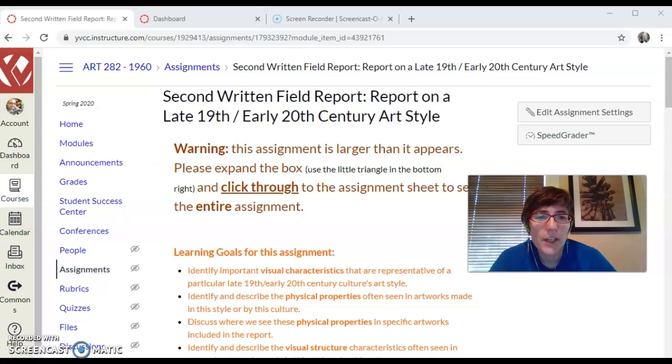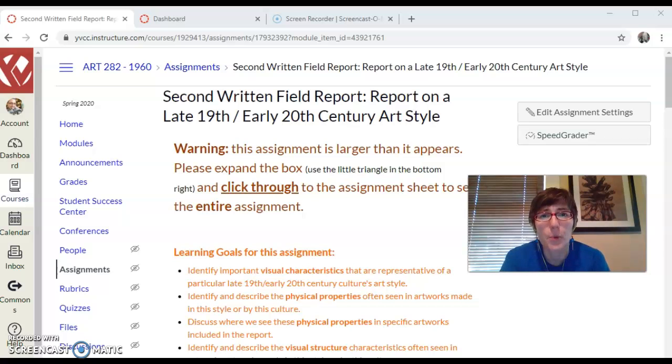The second field report is set up the same way as the third field report, which we'll be doing later. And the structure is actually the same as the first field report. So the idea is that that first field report is essentially your simpler version of the second field report. In the first field report, you wrote about one artwork and you told us about the style. You identified style characteristics, physical properties, and visual structure for that one artwork. And the idea was that that was telling us a little bit about the style.